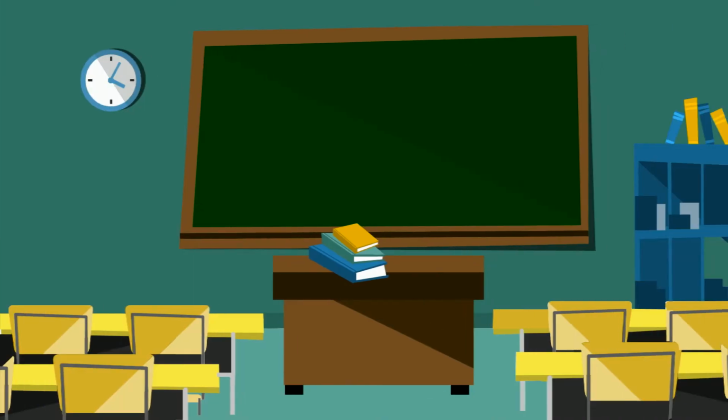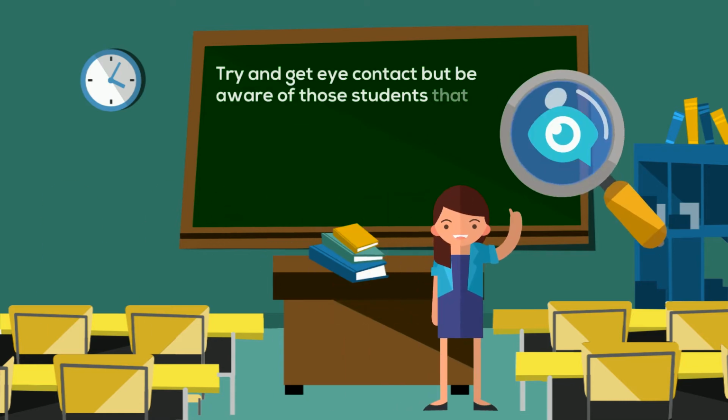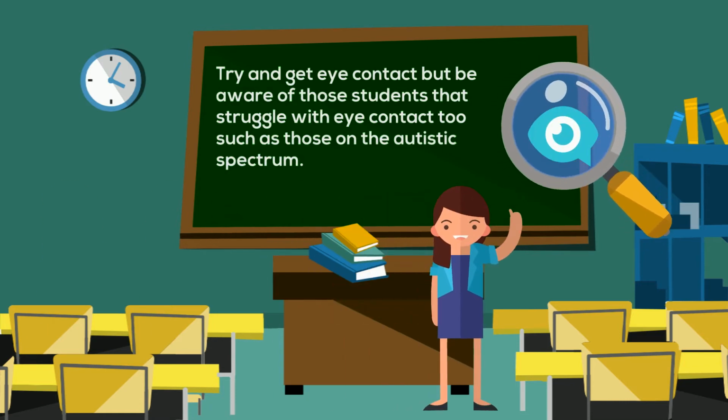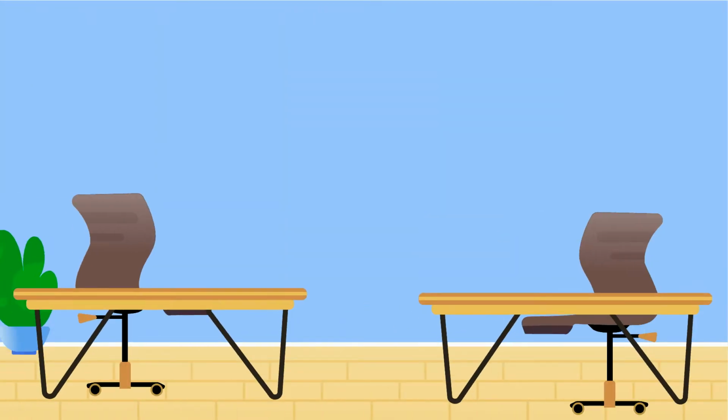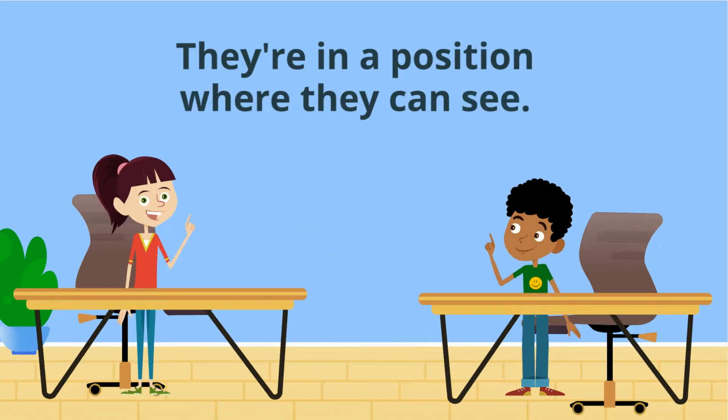As with communicating with anyone, try to get eye contact, but be aware of those students that struggle with eye contact too, such as those on the autistic spectrum. Make sure you're looking at the student and that you have their attention. Make sure they're in a position where they can see. As basic as it is, it's vital that they're actually responding to you.